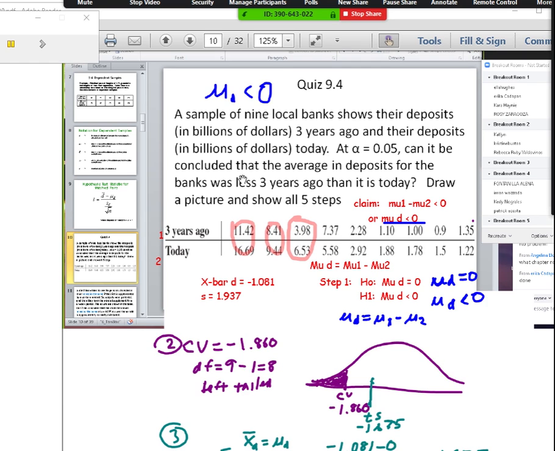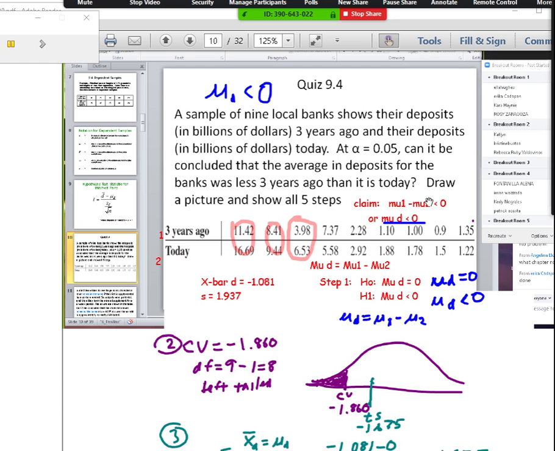Okay. So again, these guys are all matched up. My claim is that when I subtract them, the average in deposits 3 years ago was less than it is today. So I take the first one and subtract the second one, and I should get a number less than 0. If mu1 is smaller than mu2, then I should get a negative number. So here it's less than, and the less than means the difference should be less than 0.